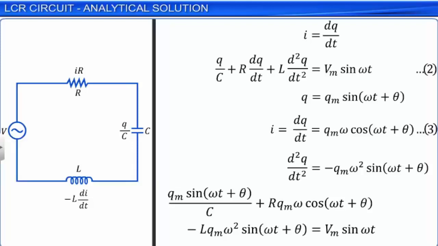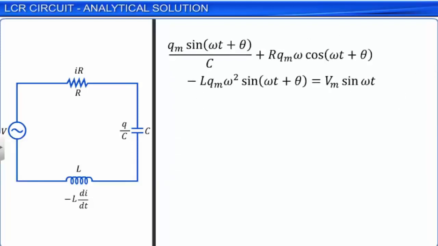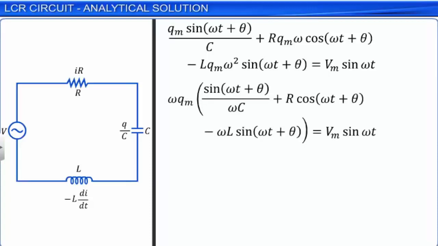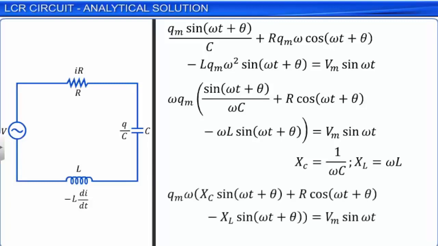Taking omega Qm common on the left-hand side of the equation and rewriting the expression, we get omega Qm into [sin(omega t plus theta) by omega C plus R cos(omega t plus theta) minus omega L sin(omega t plus theta)] is equal to Vm sin omega t. Since capacitive reactance Xc is 1 by omega C and inductive reactance XL is equal to omega L, we can write the above relation as omega Qm into [Xc sin(omega t plus theta) plus R cos(omega t plus theta) minus XL sin(omega t plus theta)] equal to Vm sin omega t.